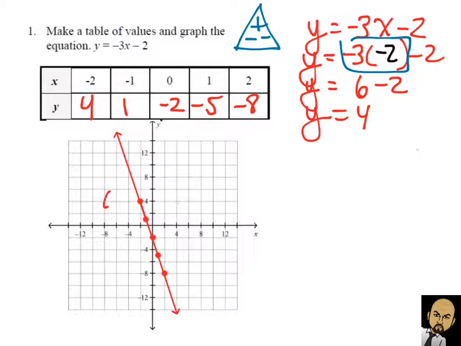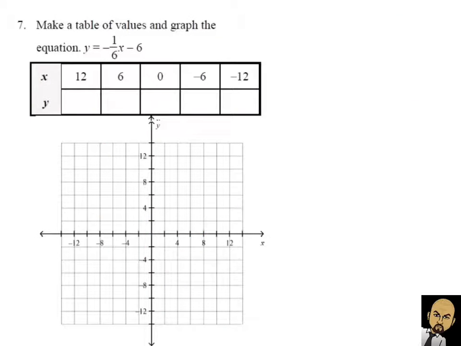Once you complete your line, we need to label our points. And we label our points because that's how you're going to check your homework. We all should have the same ordered pairs, the same points, and that's how you know it's correct. Now the next example, we're going to have fractions. I taught you guys fraction busters. So here's our equation, y equals negative 1/6x minus 6.